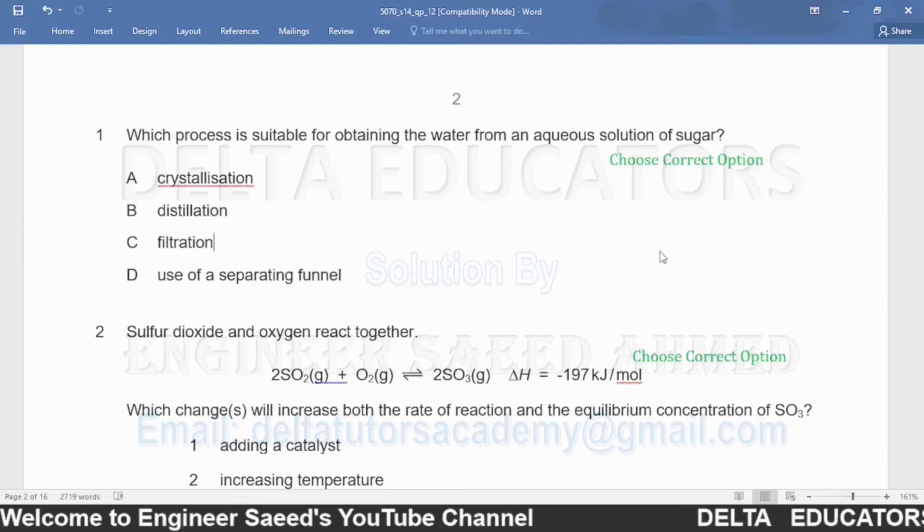Option C. Filtration. Filtration is used to separate insoluble solids from liquid. So C is also incorrect. Option D. Use of a separating funnel. It is also incorrect because the separating funnel method is used to separate immiscible liquids. So A, C and D are incorrect options. The only correct option is option B, distillation.